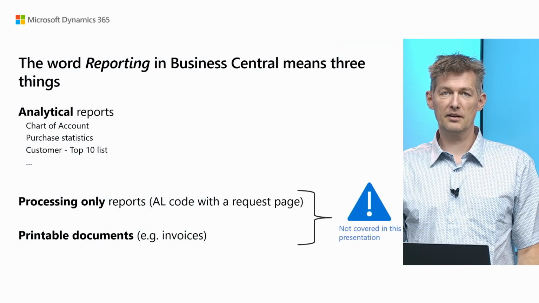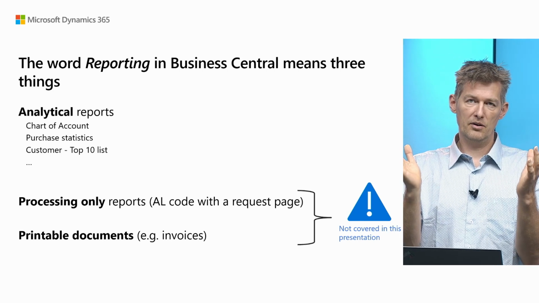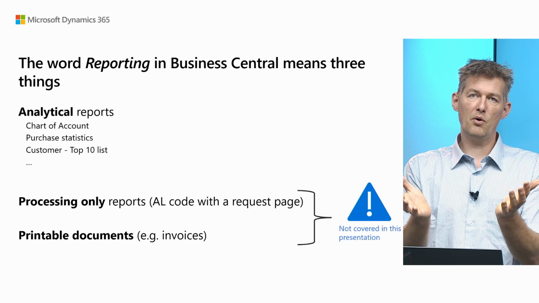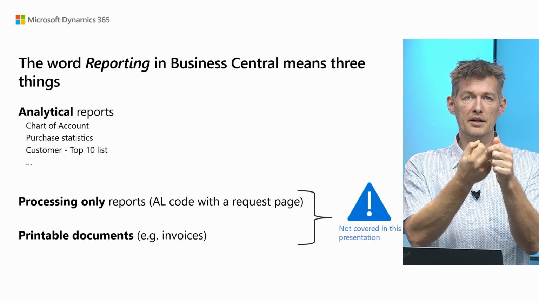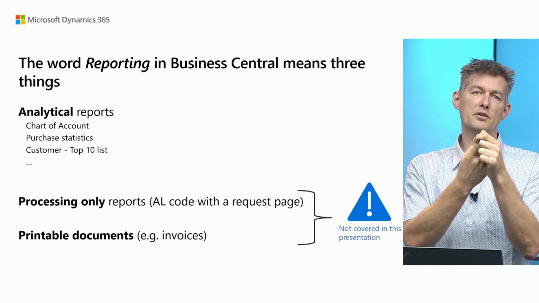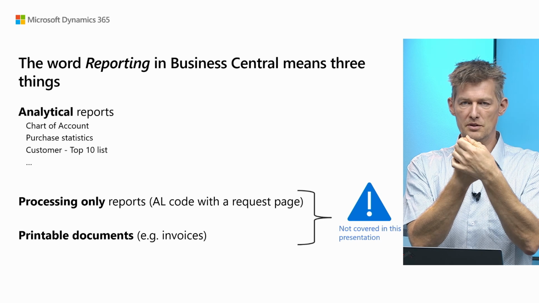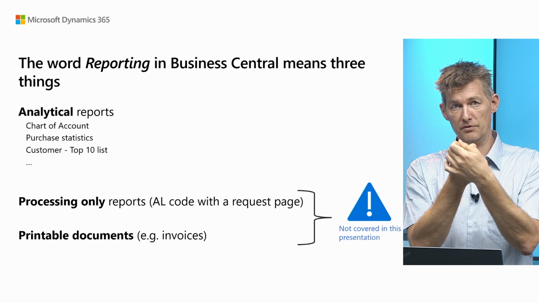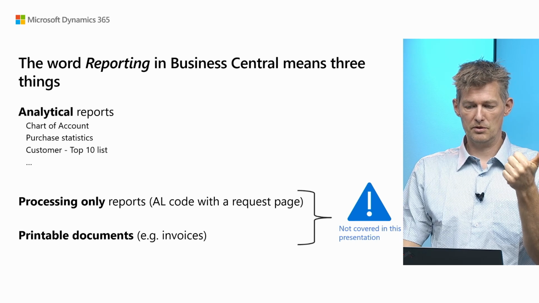That's a dramatic thing, and it is really dramatic, but let's focus a little bit here on reporting in Business Central. So here things are changing, but reporting in Business Central traditionally means three things: analytical reports, processing-only reports, where you just use the request page as something to get some input from the user, and printable documents such as invoices, documents that need to go to a PDF. In this session, we're just going to talk about the analytical reports. Okay?